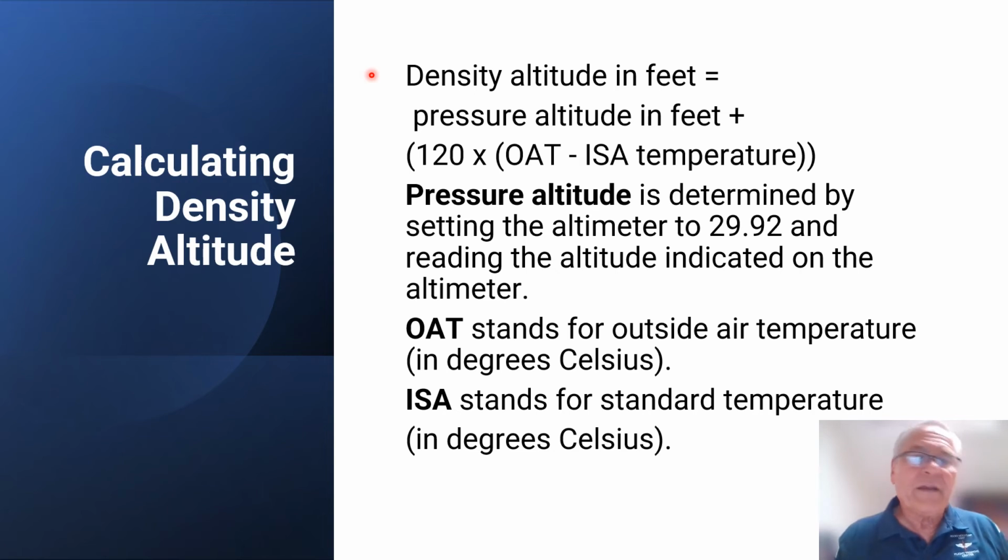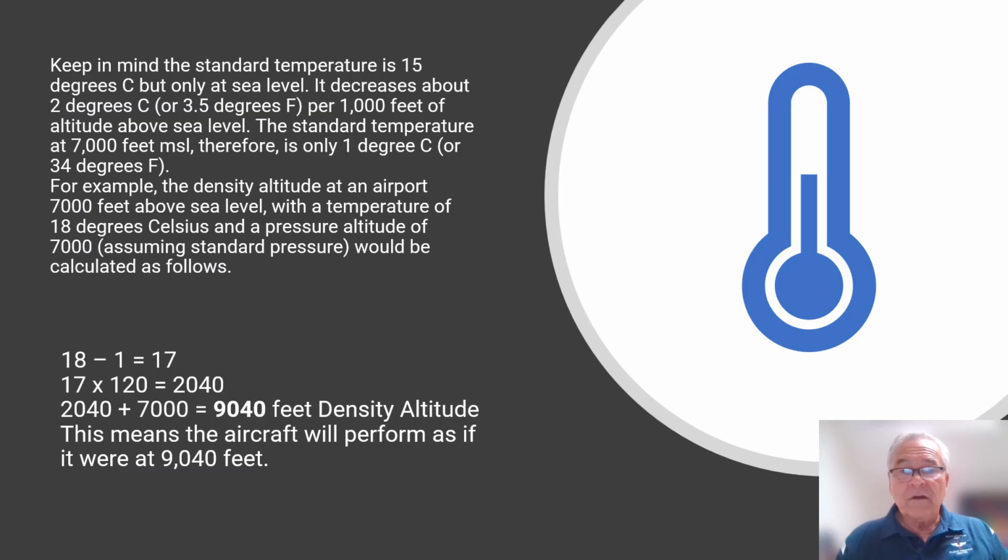But anyway, density altitude in feet equals pressure altitude in feet, which is setting your altimeter to 29.92, plus, if you happen to be in the airplane, 120 times the OAT, outside air temperature, which is what it says here in Celsius, minus the ISA temperature, which is standard temperature in degrees Celsius. A simple calculation, but keep in mind, standard temperature is 15 degrees C, but only at sea level.